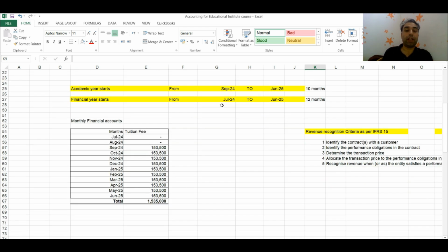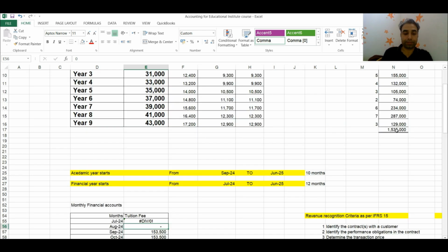Now if we see over here, our financial year is from July to June, and this is our academic year. From here you will also understand the core concept of academic year and financial year and its effects on the financial statement. If you have to prepare financial statements monthly, we will not charge any revenue in the month of July and August. So this will be 0 and 0.